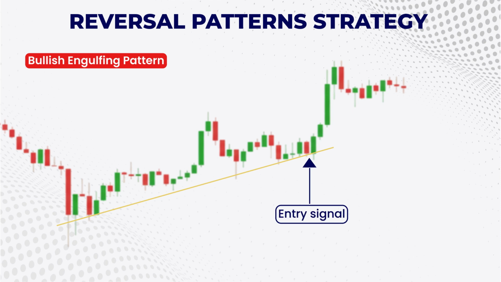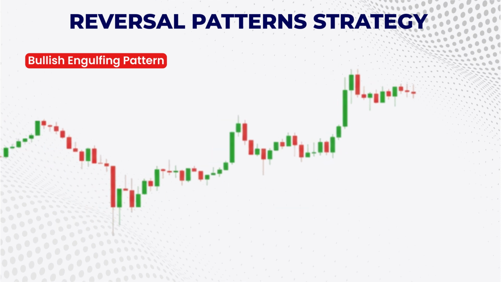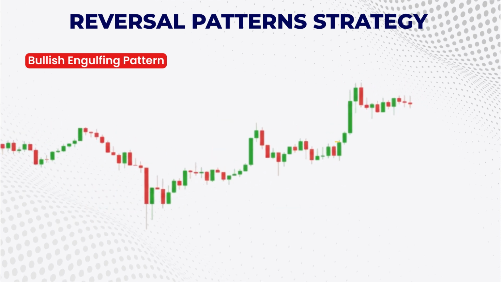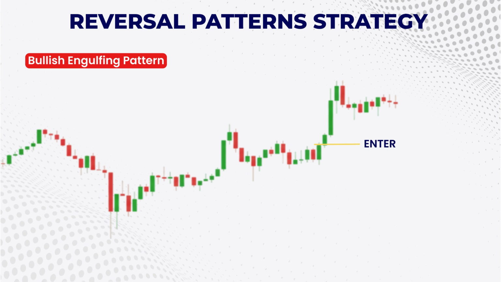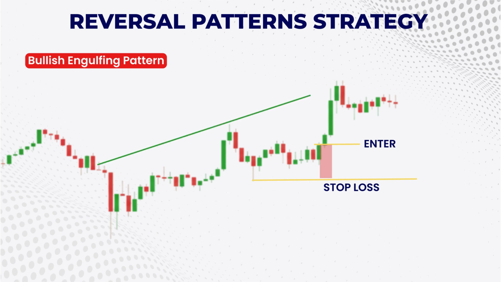The entry point is triggered as soon as the engulfing candle closes. The strategy is simple. Enter at the close of the engulfing candle. Place your stop loss just below the trend line or the engulfing candle's low. Set your take profit at the top of the rising channel or the next pivot high.